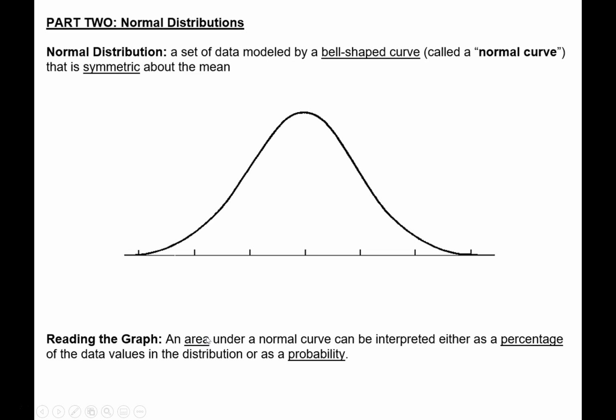Okay, so let's get into what a normal distribution is. If you have a data set, so a set of numbers, and it's modeled by this bell-shaped curve, meaning that you put all of the data on a graph, and it makes this really nice symmetric curve shape where the average is in the middle. So this is our mean. That's called a normal curve or a normal distribution.